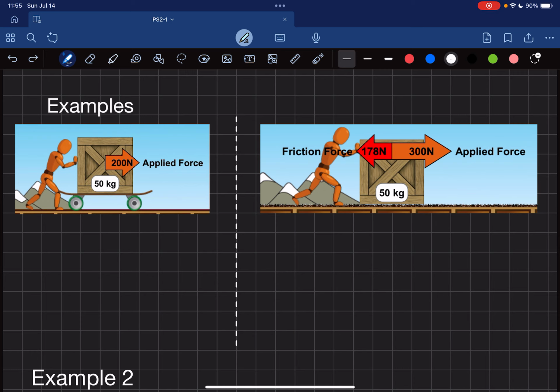Let's look at some examples of applying Newton's second law. So here we have a person pushing a box, and on this left case, the box is on a skateboard that we assume is perfectly frictionless. So the idea is that there is no friction acting in the opposite direction of the motion. So let's write out Newton's second law.